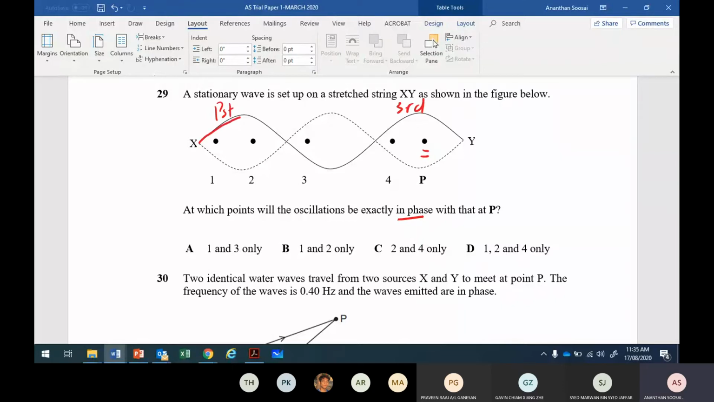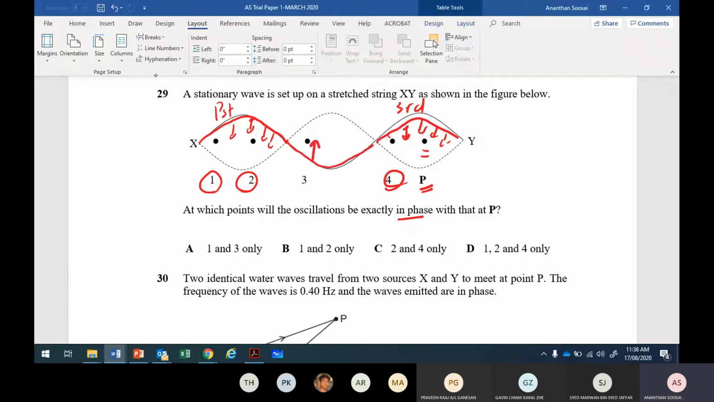When the string appears on top here, the string will also be on top there. If this particle goes down, this particle also will go down. All the particles here go down, and all the particles there also go down. So adjacent loops, they are always in phase. So who is in phase with P? Could be 1, could be 2, could be 4.